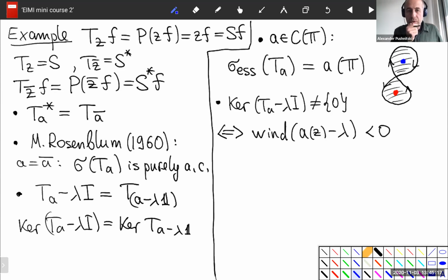Now I want to move on to Hankel operators. Any questions so far, by the way? Sasha, I have a question. Yes. About the result of Rosenblum.